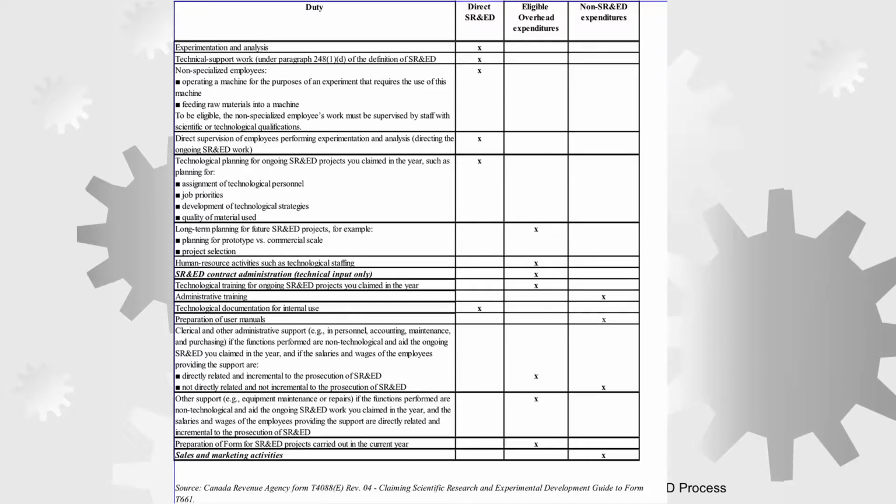Okay, here's a little chart of what's directly engaged. So all of your experimentation, documentation, testing, what's eligible for overheads. So things like long-term planning, human resources, writing contracts, who's going to pay us for the R&D, training, stuff like that. That would all be covered by the overhead. And then, what things are clearly out. Sales and marketing activities, things not directly related, preparing user manuals, all stuff that happens after the R&D is done. So those are more the business side.